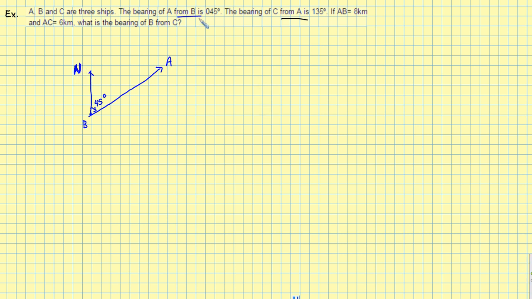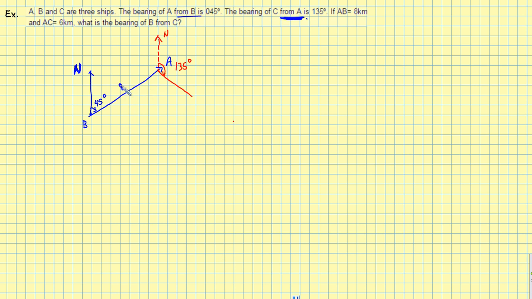Okay, and that was a bearing of 45, and here is my north line, with respect to north. Now the bearing of C from A, so starting at A, the bearing is going to be 135. So with respect to north, again, starting at A, we're going to do 135 degrees, which is approximately this much. Okay, and we know that it's 135 degrees. Now, they tell us that AB is equal to 8 kilometers.